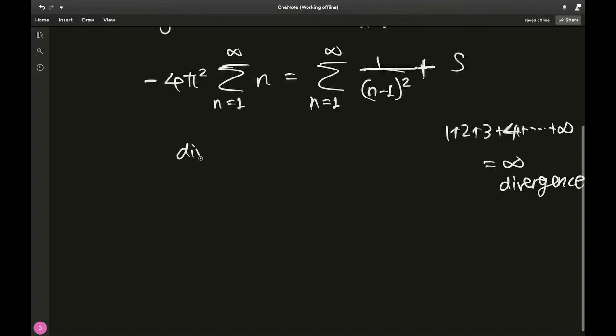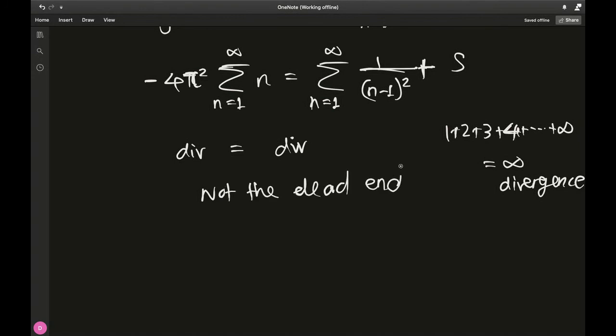So we're going to have divergence equal divergence, or infinity equal infinity. So it's not all that illogical. Infinity equals infinity, basically. But it's not the dead end. It's not the dead end. It's a new beginning.